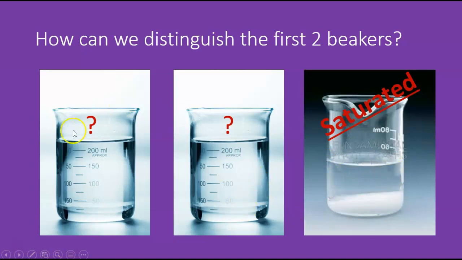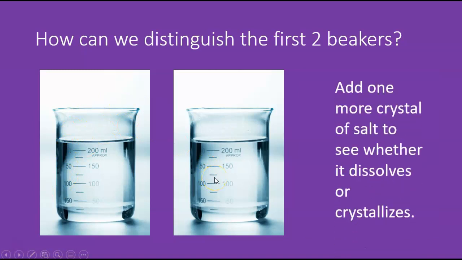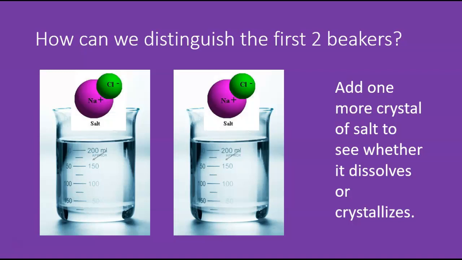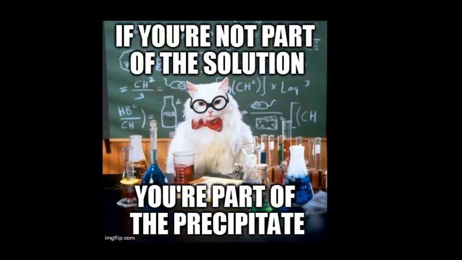But looking at these two beakers, they look the exact same. So if I want to be able to tell which one is supersaturated, I can add one more piece of salt to it. Okay? Adding in one more piece of salt, if I see this happen on the right, I know this one must have been supersaturated because it's precipitating or forming a crystal. And this one on the left, it just dissolved it. So I knew that that one was unsaturated.